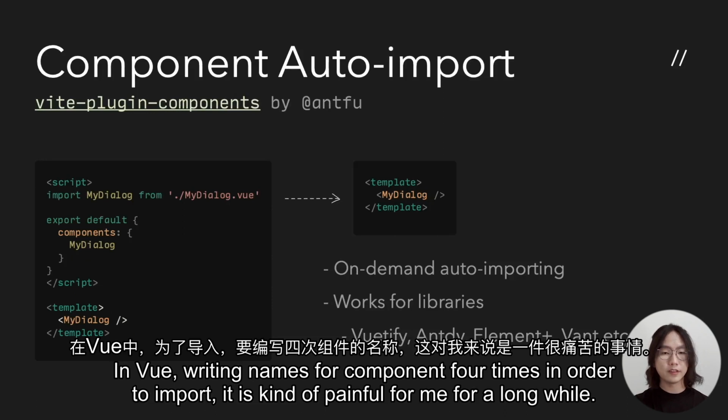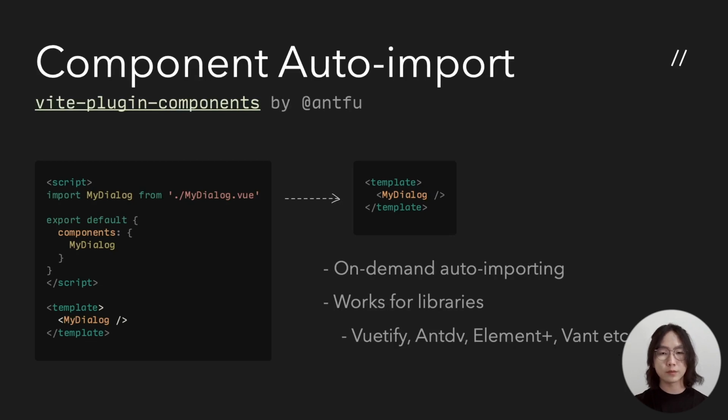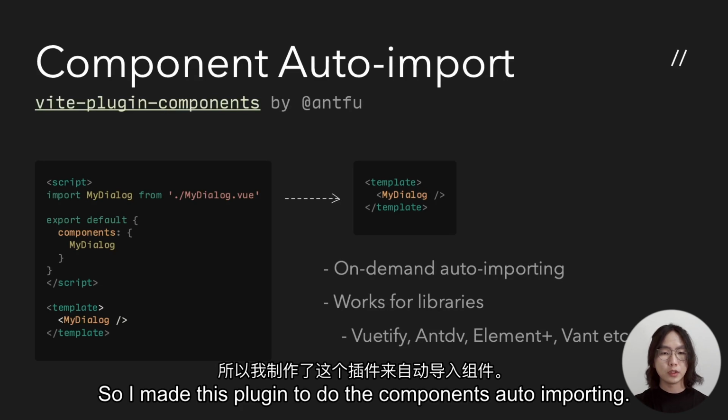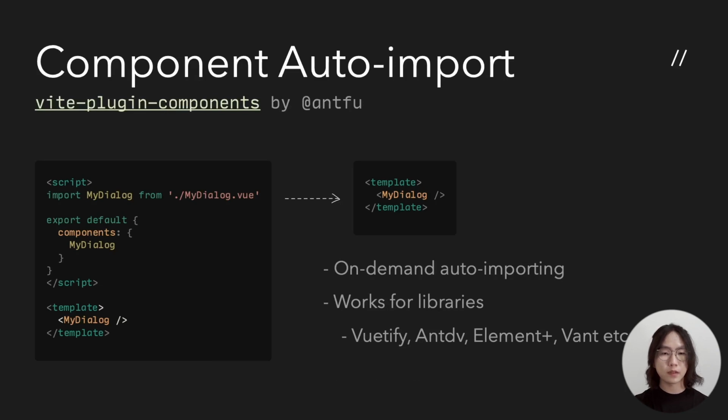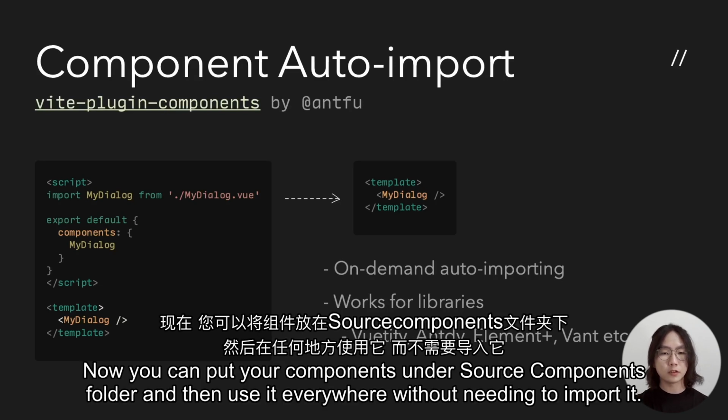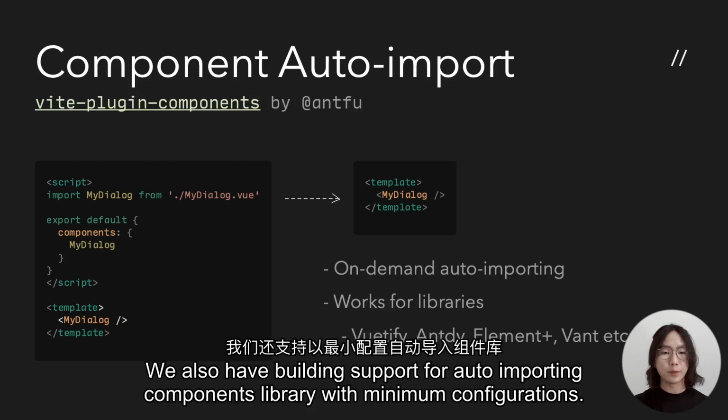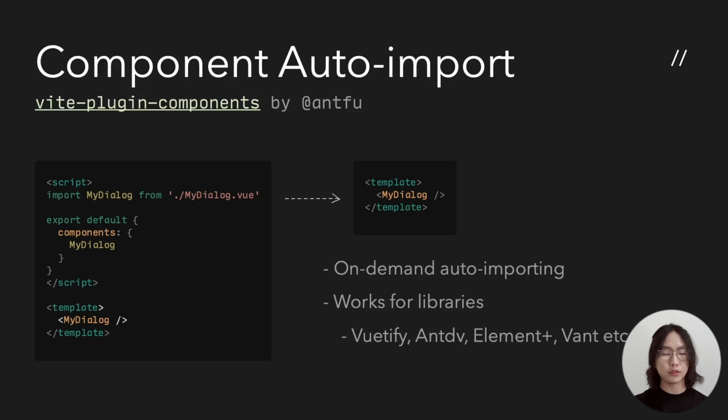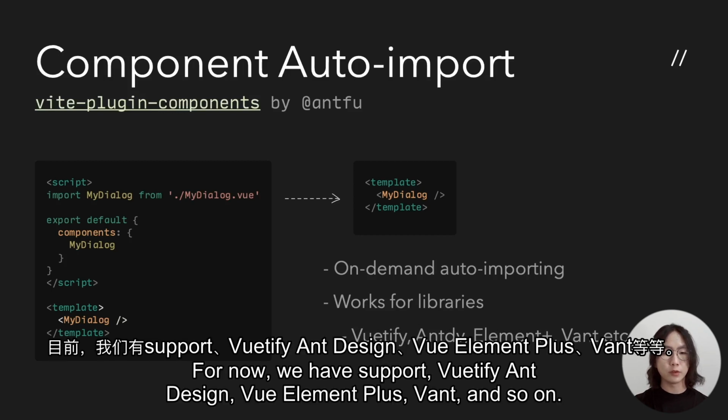In Vue, writing names for a component 4 times in order to import it has been kind of a pain for me for a long while. So I made this plugin to do the components auto importing. Now you can put your components under the src/components folder and then use them everywhere without needing to import them. We also have built-in support for auto importing component libraries with minimum configuration. For now, we support Vuetify, Ant Design Vue, Element Plus, Vant, and so on.